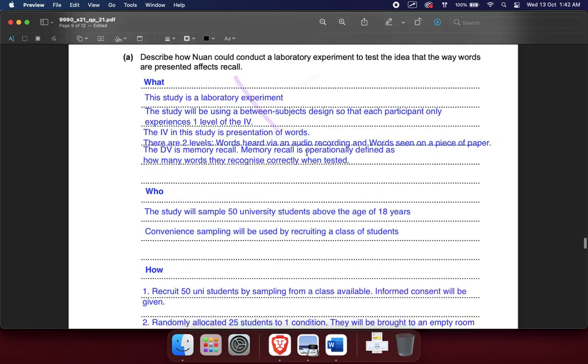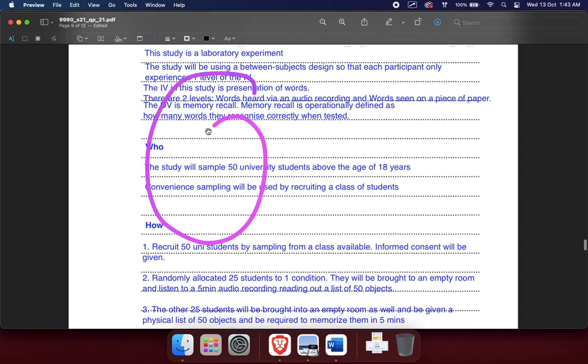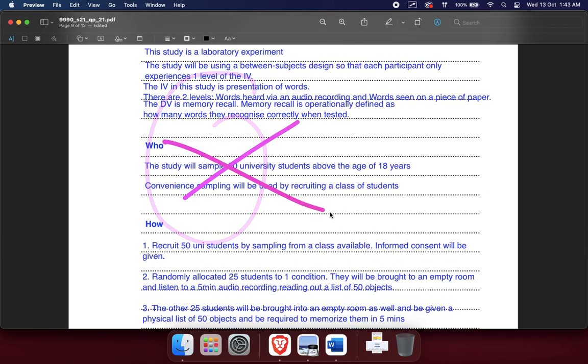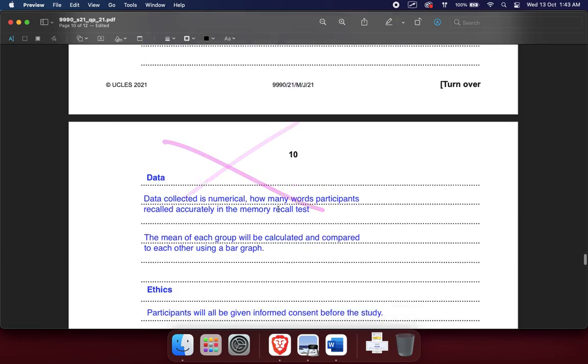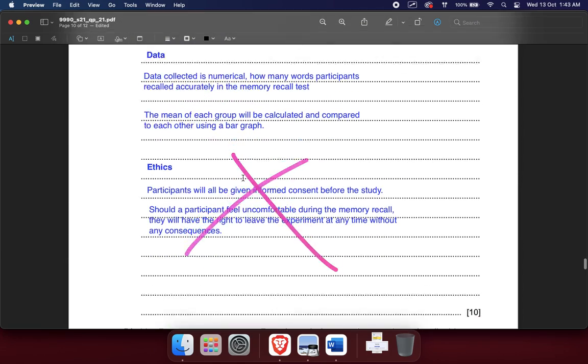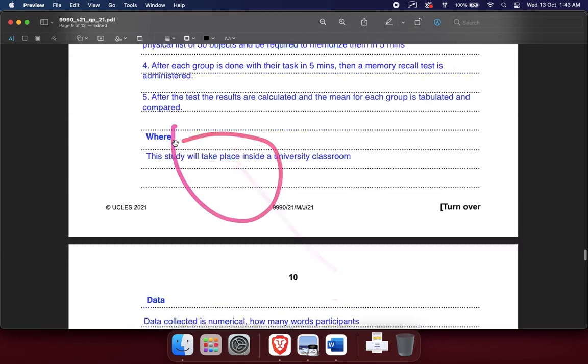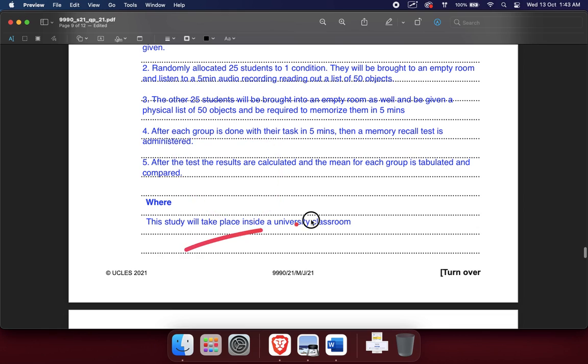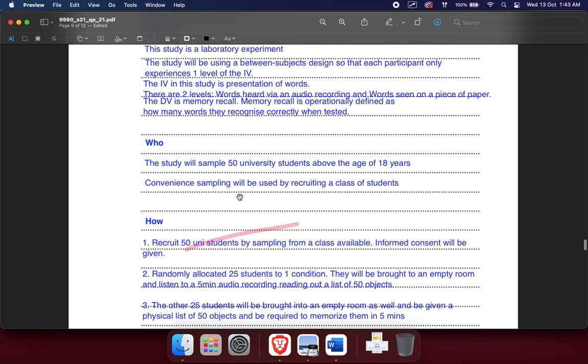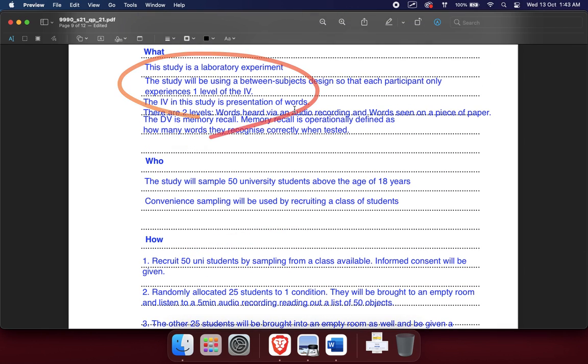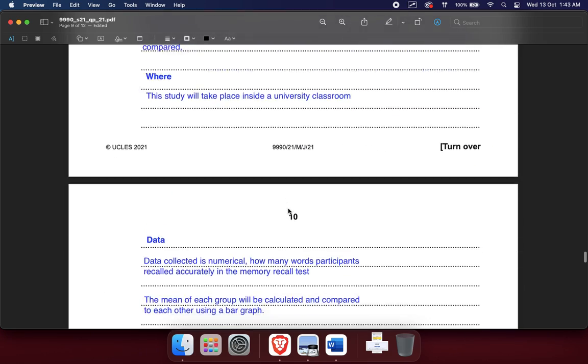What does that leave me with? So, I've got the what. I cannot talk about sampling, so no who. Cannot talk about ethics. So I can talk about data. I can talk about where. Where is usually not so popular. You can talk about what the study is about, right? So a lot of things I can talk about, but I must talk about it in terms of a weakness.